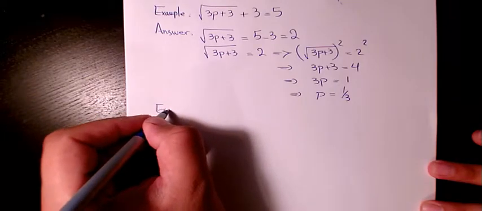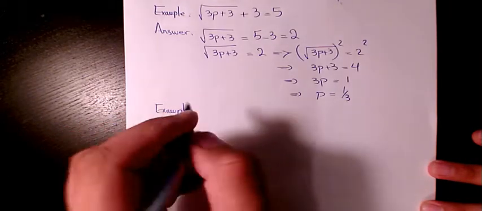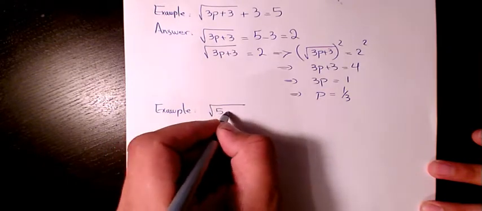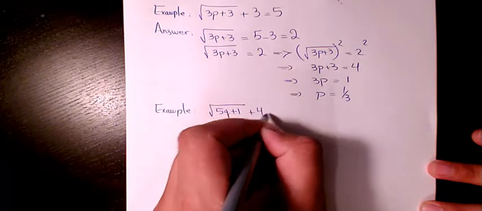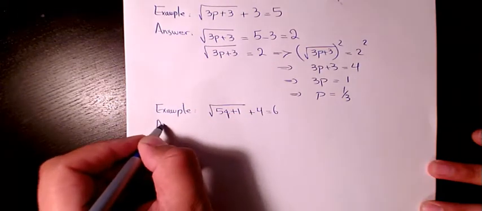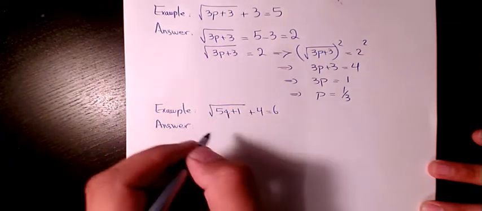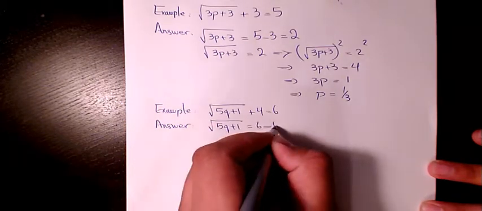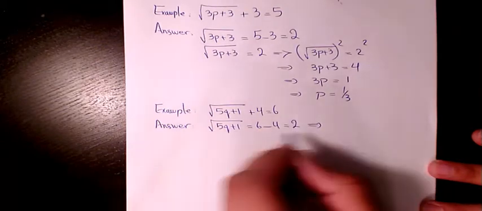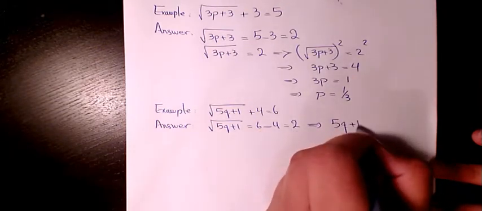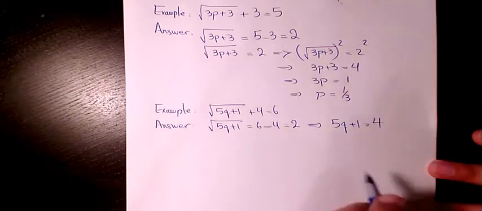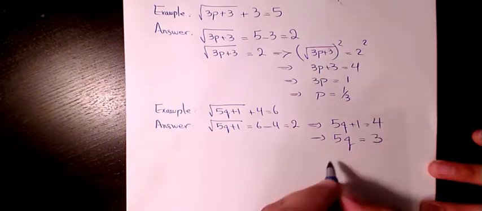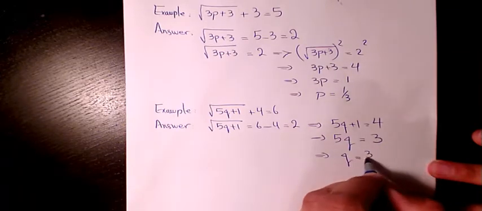The next example is the square root of 5q plus 1, plus 4, equals 6. The answer is: the square root of 5q plus 1 equals 6 minus 4, which is 2. And when we square that, it's going to be 5q plus 1 equals 2 squared, which is 4. Then 5q equals 4 minus 1, which is 3. Then q will be 3 over 5.